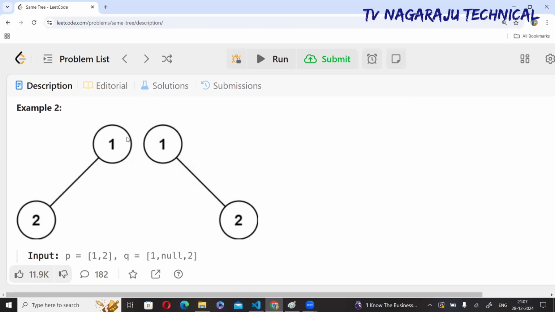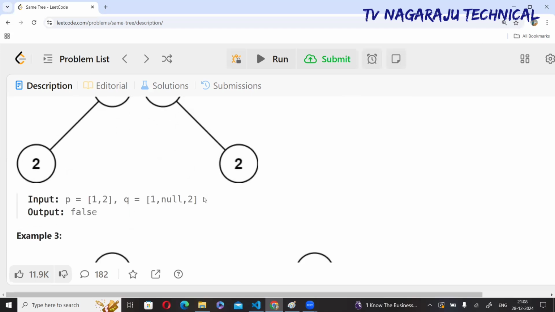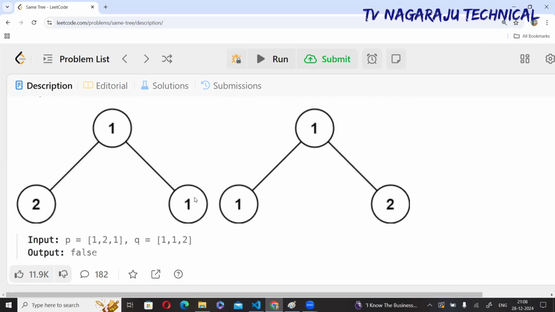Coming to the second one. Here, even though the values 1 and 2 are the same, observe carefully. Here, one has the left subtree, but in the second tree, one has the right subtree. So, the two structures are not the same. So, the two trees are not identical. The output is false.